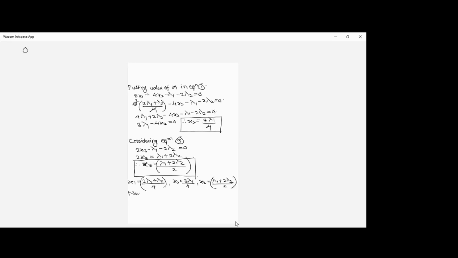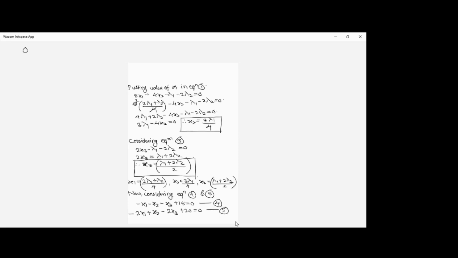Now considering equations 4 and 5. So what are equations 4 and 5? I will write them for you. Minus x1 minus x2 minus x3 plus 15 is equal to 0. This is your equation number 4. And your equation number 5 is minus 2x1 plus x2 minus 2x3 plus 20 is equal to 0.